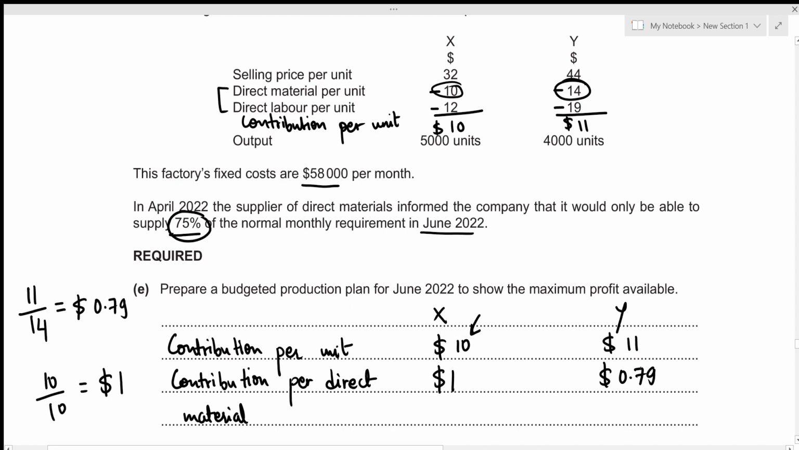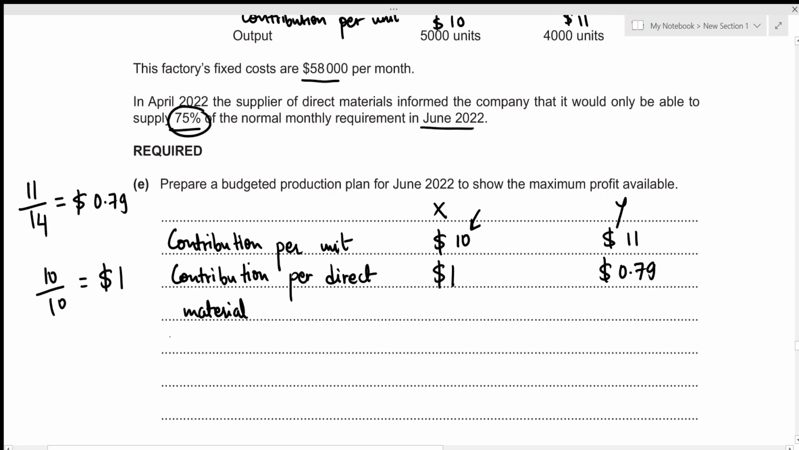So now we need to rank these products in the order of their priority. And whichever product has the higher contribution per direct material ratio will be prioritized first. So in this case, we can see that 1 is definitely greater than 0.79. So product X will be prioritized first, and then we move towards product Y. Okay, this just means that we need to fully produce product X, and then we need to utilize the remaining direct materials in order to produce the viable outputs for product Y. So now we need to figure out the total materials available, or direct materials.